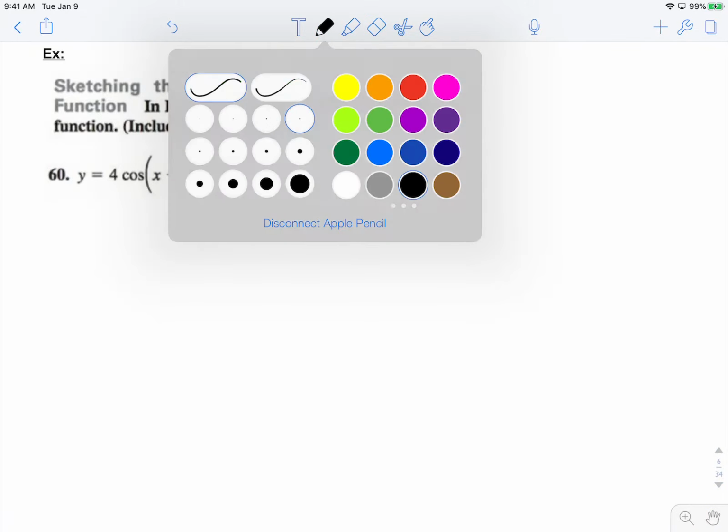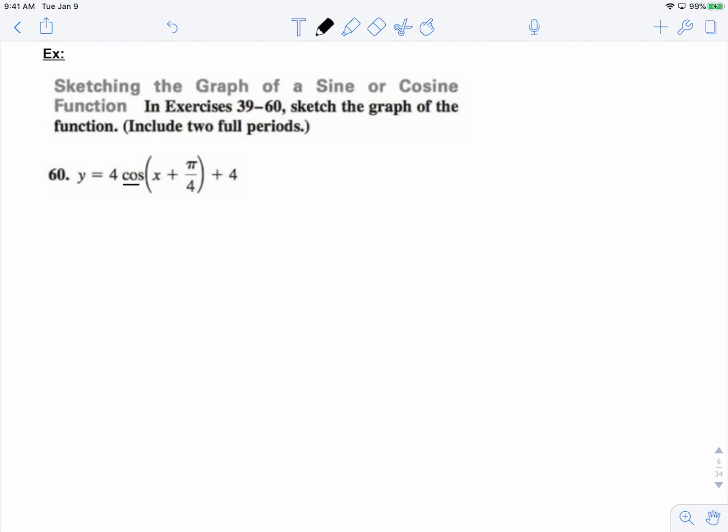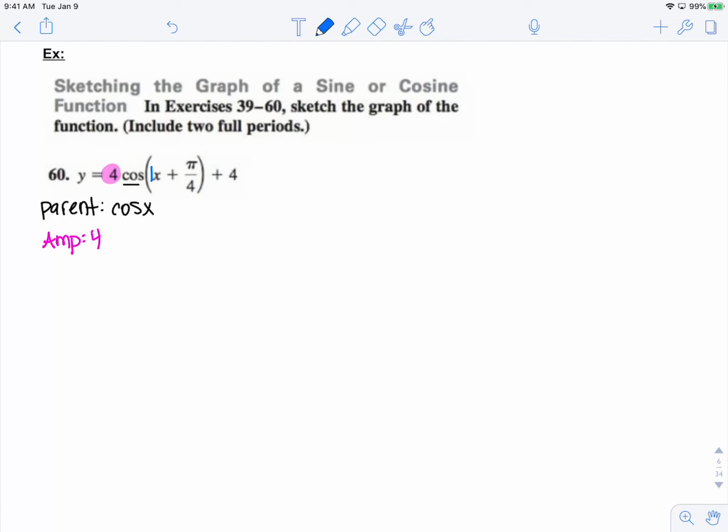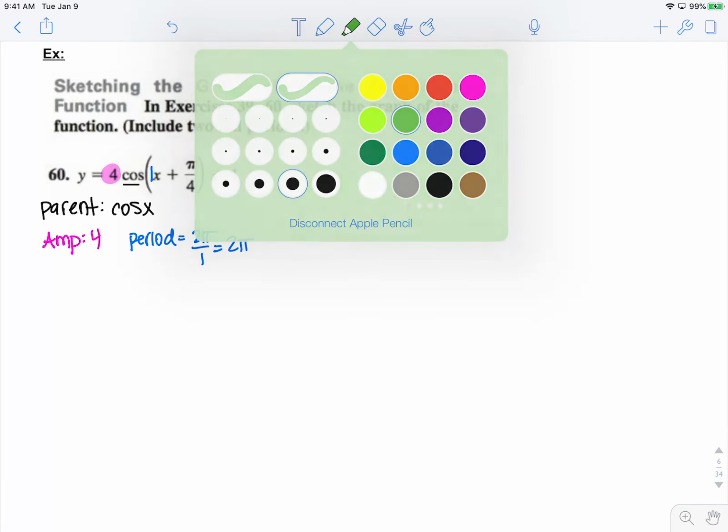In this next example, first thing we look for is our parent function. It's cosine x. Now let's analyze it. This 4 in front tells us our amplitude is 4. Technically, there's a 1 in front of this x, so our period is 2 pi over 1, or 2 pi.